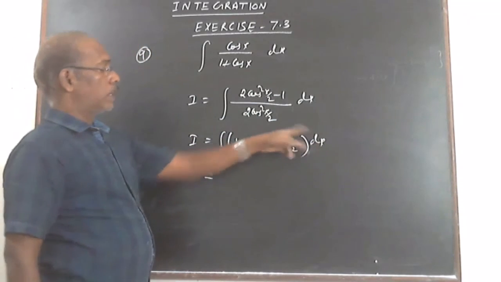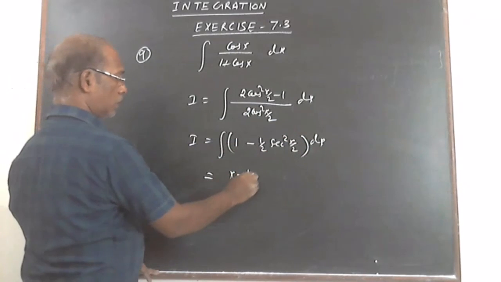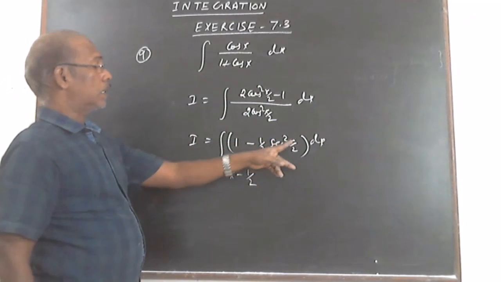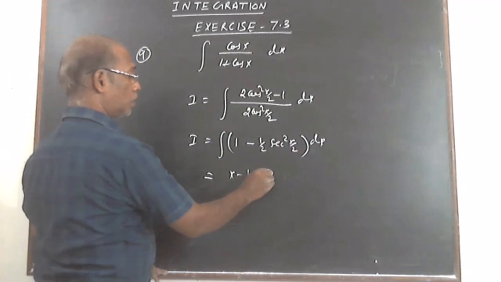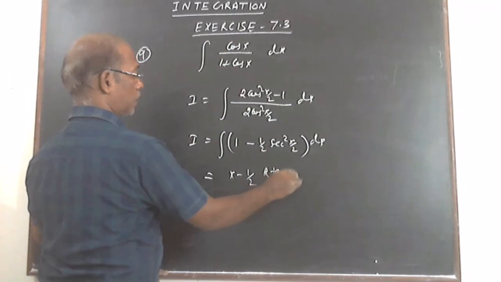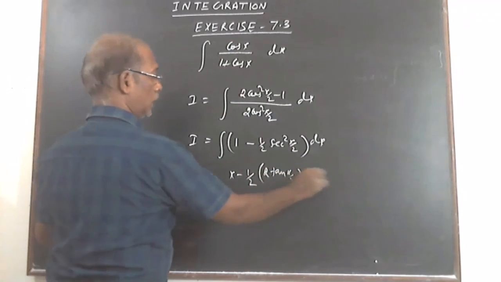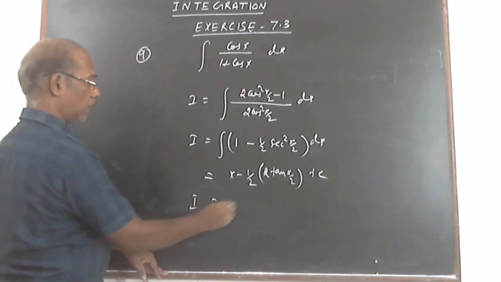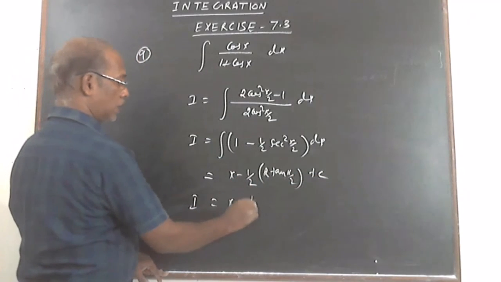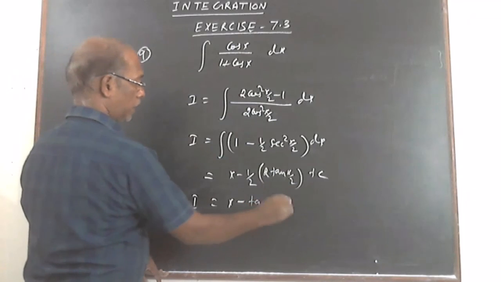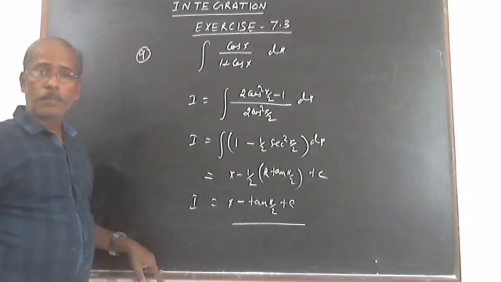The integral of 1 with respect to x, minus 1 by 2 integral of secant square x by 2 with respect to x, gives 2 tan x by 2, with the integral constant. So the final answer: x, the 2 and 2 cancel, minus tan x by 2, with the integral constant.